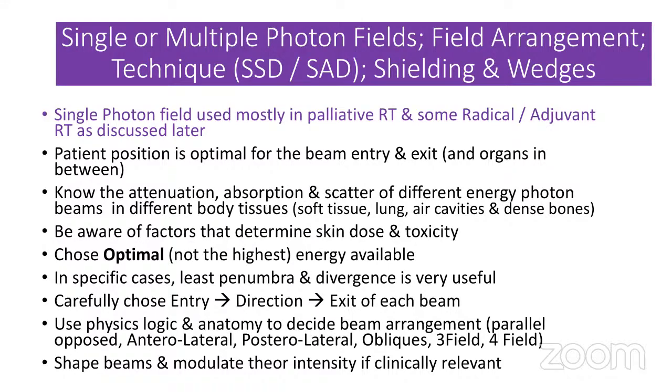It could be parallel opposed, it could be single field, I've already said, whether it is parallel opposed, anterolateral, posterolateral, obliques, 3 fields, 4 fields. And once you have decided, then comes how you would shape the beams, if some normal tissue is coming, and modulate their intensity if it is clinically relevant. If it is not required, you don't do that. So each of these steps is very important, and sometimes when we are doing the planning, we have not really paid enough attention to this.